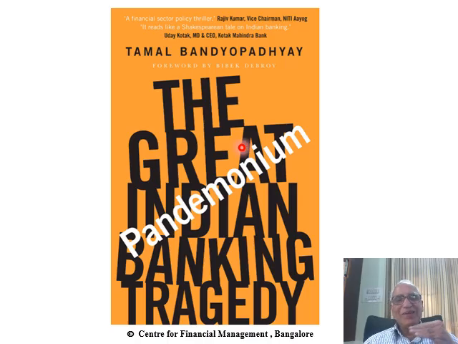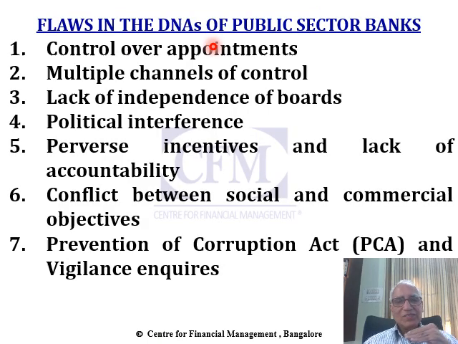In a book titled Pandemonium: The Great Indian Banking Tragedy, Tamal Bandyopadhyay has incisively analyzed the problems besetting the Indian banking sector. The key flaws in the DNA of public sector banks in India are: 1. Control over appointments, 2. Multiple channels of control, 3. Lack of independence of boards, 4. Political interference, 5. Perverse incentives and lack of accountability, 6. Conflict between social and commercial objectives, 7. Prevention of Corruption Act and vigilance inquiries.